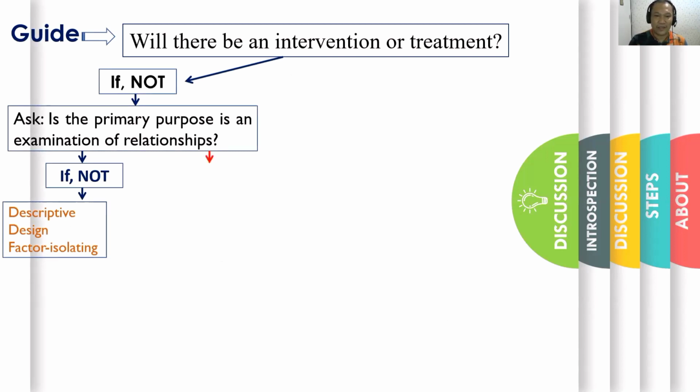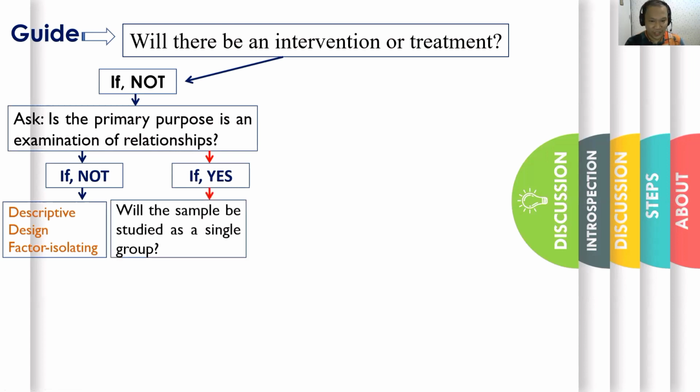Okay. Now, if your answer is yes, there is no intervention, but the primary purpose of your examination focuses on relationship, there is another question. Will the sample be studied as a single group? Meaning, are you going to use one group of participants or are you going to use two groups of participants? I repeat, will the sample be studied as a single group?